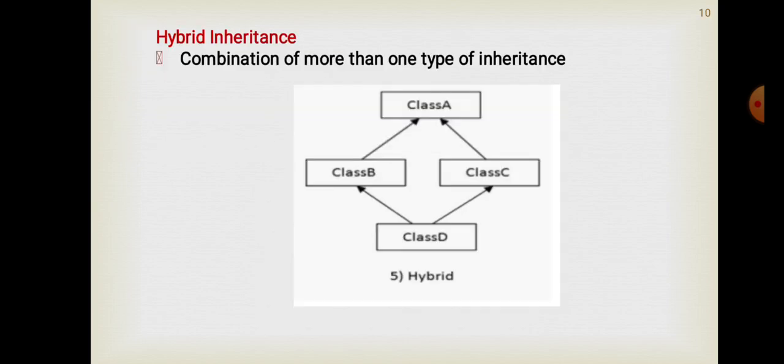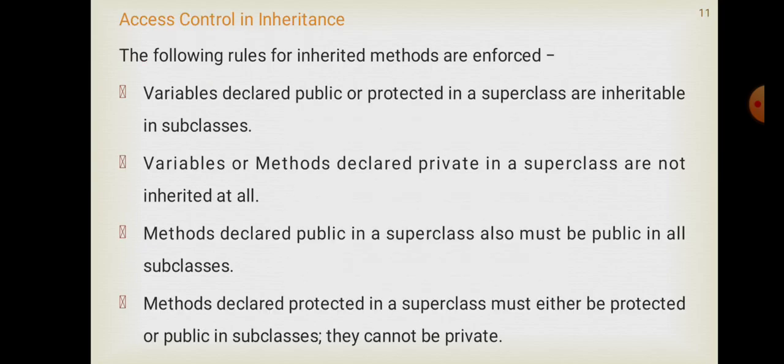And next we are going to discuss hybrid inheritance. The combination of more than one type of inheritance is called hybrid inheritance. Here, this is a combination of two different inheritances. Class B extends the properties of class A, and class C extends the properties of class A. Class D extends the properties of both class B and class C. This is called hybrid inheritance.